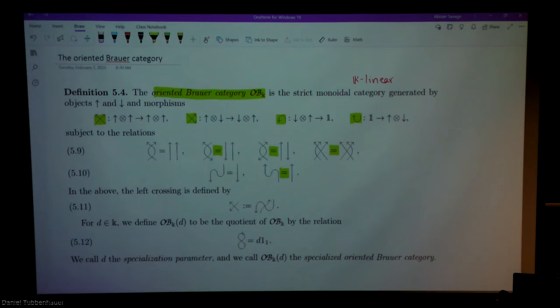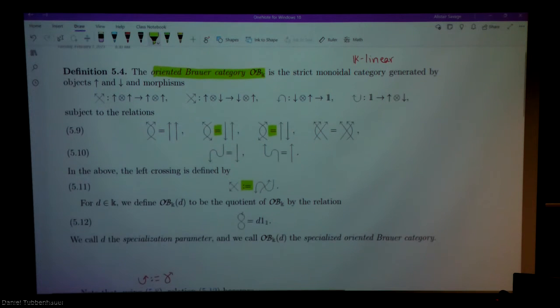Now, these two relations involve a left crossing. So when you give the presentation without any of the background motivation, you need to specify that that left crossing is how we defined it, the rotated up crossing. Otherwise, those two relations that I highlighted there don't make any sense. So that's the oriented Brauer category.